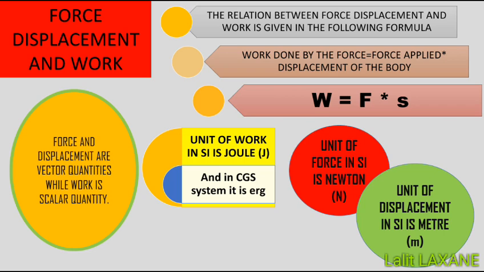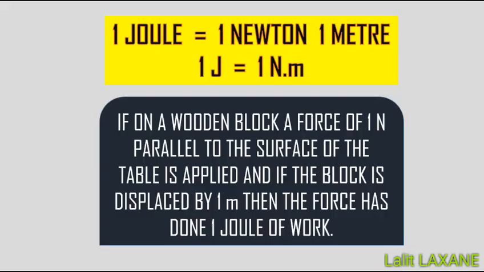Unit of force in SI system is Newton. Unit of displacement in SI system is meter. 1 joule is equal to 1 Newton into 1 meter. If on a wooden block a force of 1 Newton parallel to the surface of the table is applied, and if the block is displaced by 1 meter, then the force has done 1 joule of work.